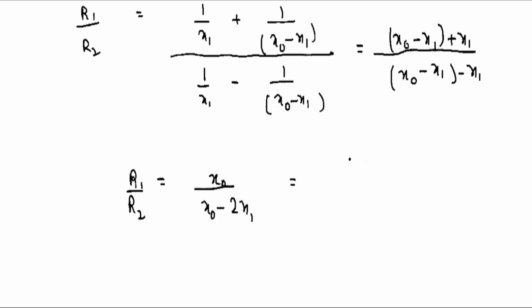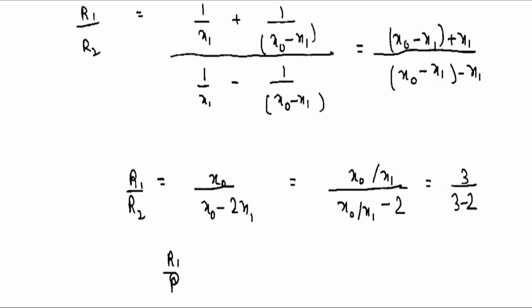Now if we divide the numerator and denominator by x1, so what will happen? So it would be x0 by x1 divided by x0 by x1 minus, when we divide this term, x1 would be cancelled, so it would be just 2. Now this value is given to be 3, so we can say that 3 divided by 3 minus 2. So r1 by r2 would turn out to be 3. So this is the final value.